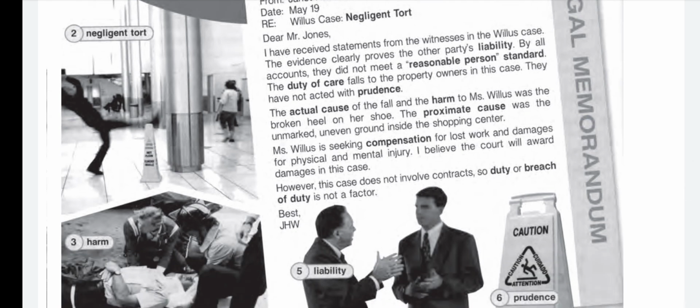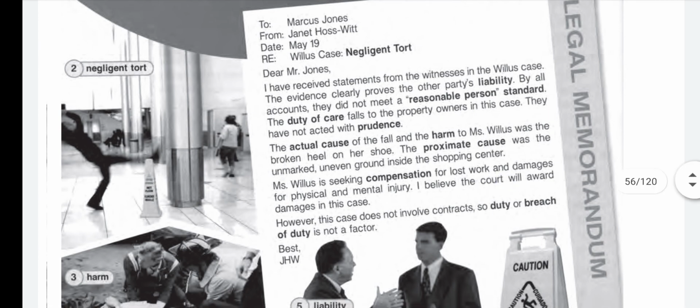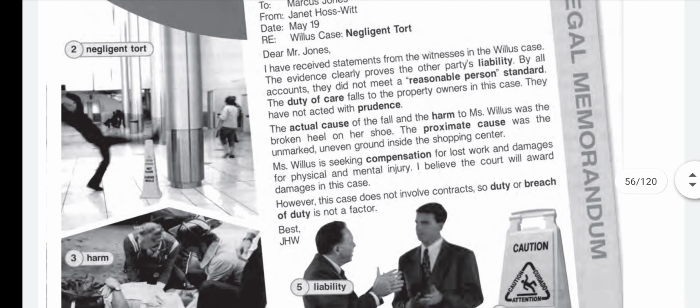Finally, there is duty or breach of duty. Breach of duty, as I said, if you need to have duty of care. You need to have duty of care, and you need to act with prudence. You need to be a prudent person. If you take into consideration duty of care, and you're a prudent person, and if something happens to a reasonable person, then you have not breached the duty of care. You haven't done that.